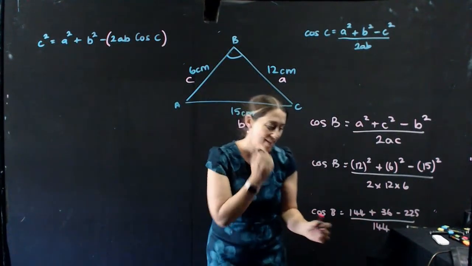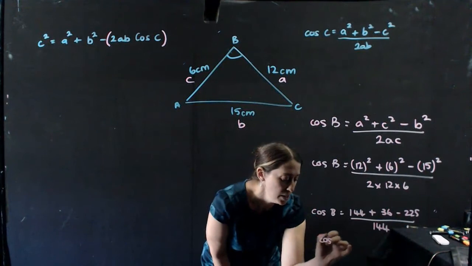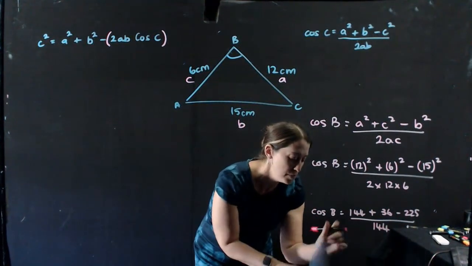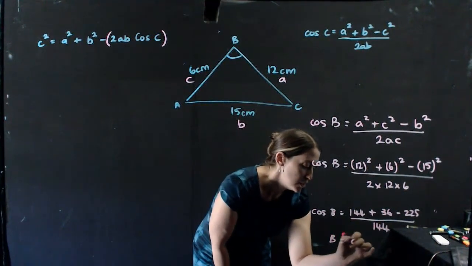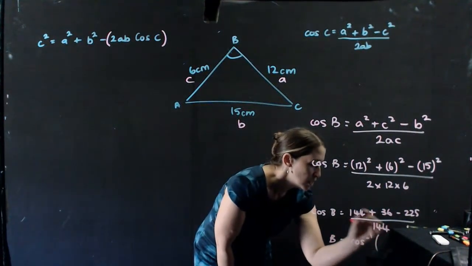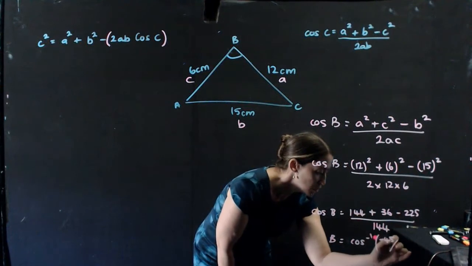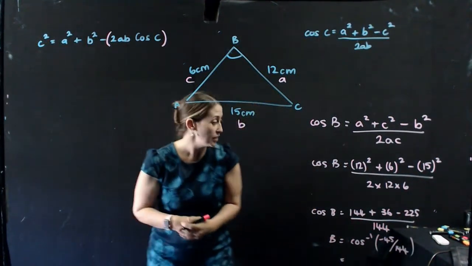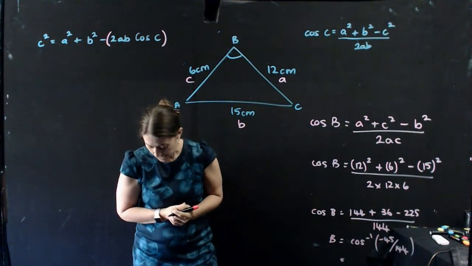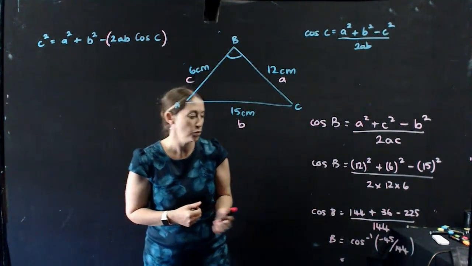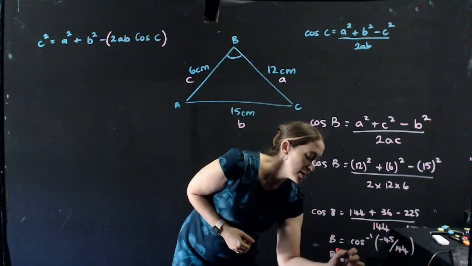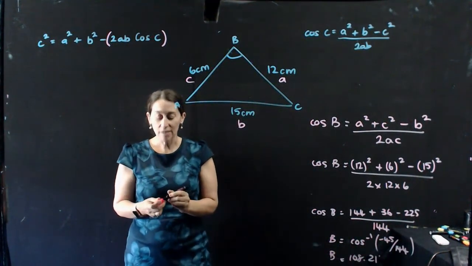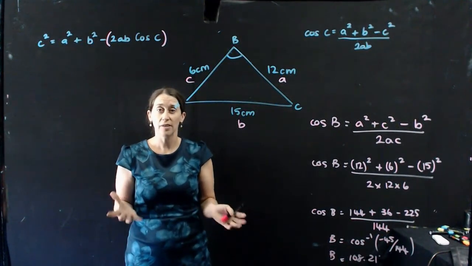Okay, so let's now inverse cosine. B equals cos to the minus 1 of, well, that's negative 45 over 144, which I'll have to do on the calculator, and it comes out at 108.21 degrees. So angle B is 108.21 degrees. That's pretty much everything you need to know about the cosine rule.